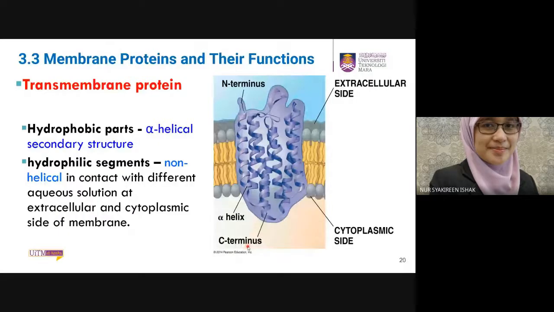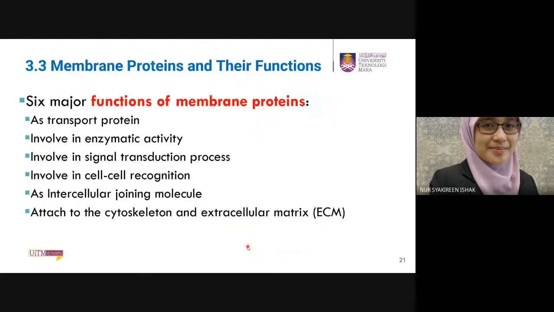Okay, so the hydrophilic region, non-helical, is in contact with different aqueous solutions. So outside, it is facing the extracellular fluid, and then inside, you have the cytoplasmic side of the membrane, within the cell. Okay, so these are the six major functions of membrane protein.